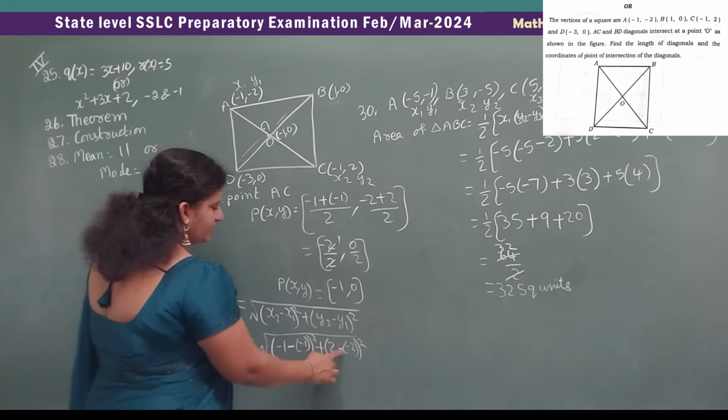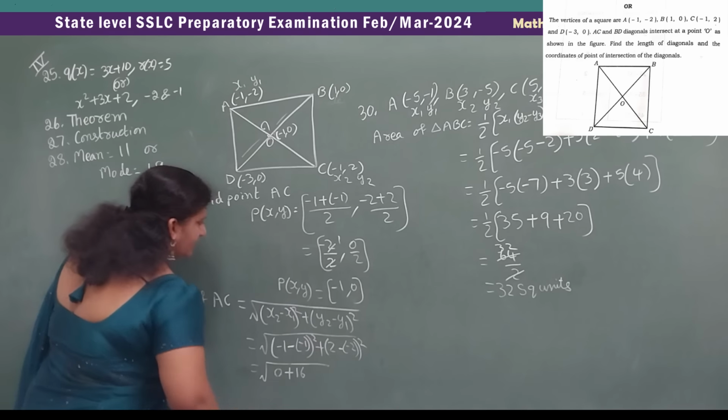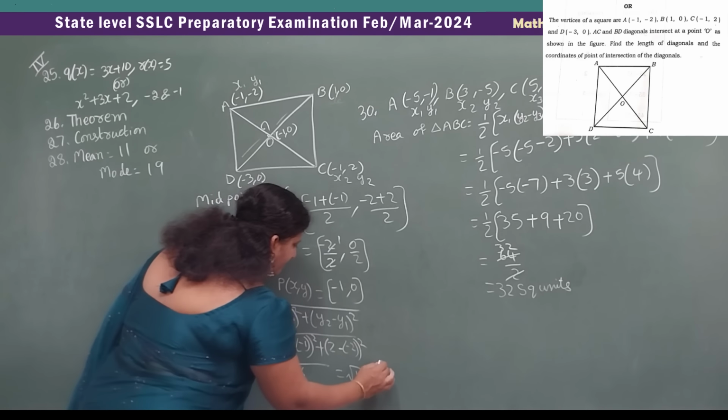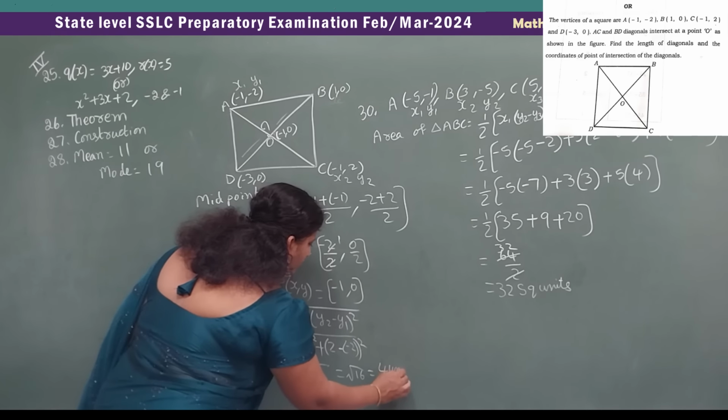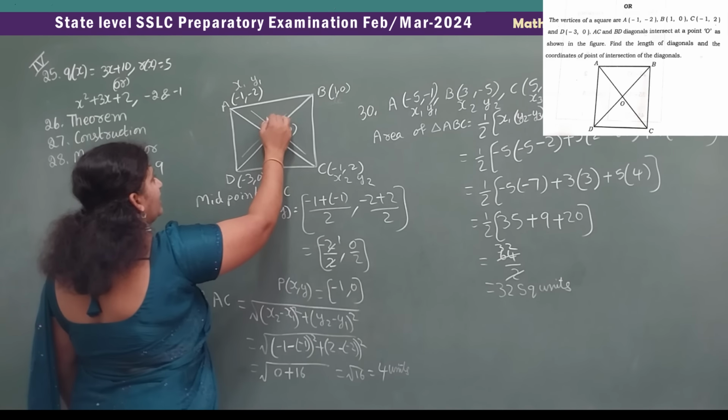Plus minus into minus plus. 2 plus 2 will be 4. 4 fours are 16. That implies root 16. Root 16 value is 4 units. What is the length of the diagonal?